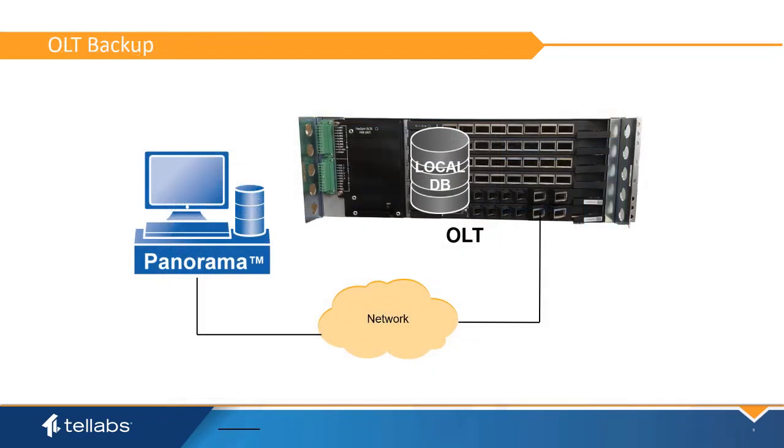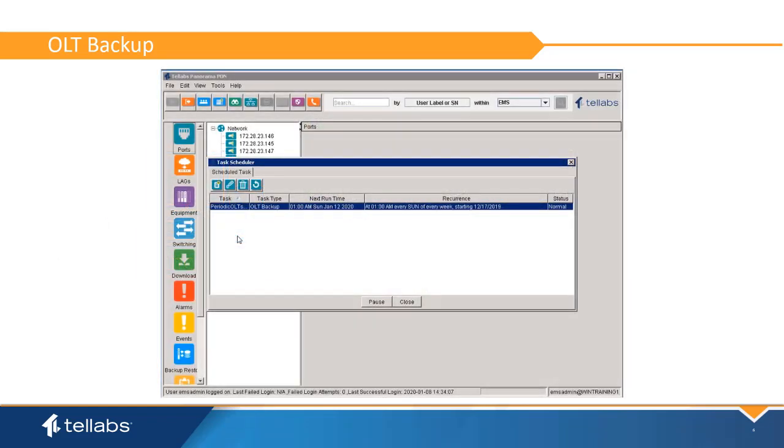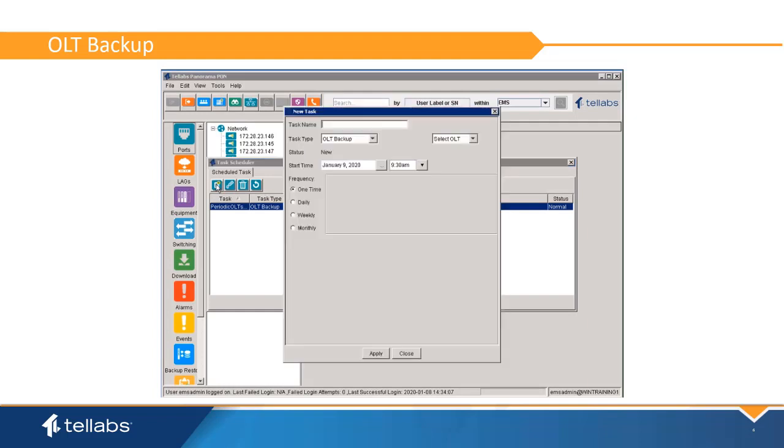The OLT backup function creates an XML backup file for the selected OLT. This file can be used to restore the OLT local database in the event of a local database failure. To create an OLT backup, in the New Task dialog box, select OLT Backup. Select the OLT to be backed up, or select all OLTs.